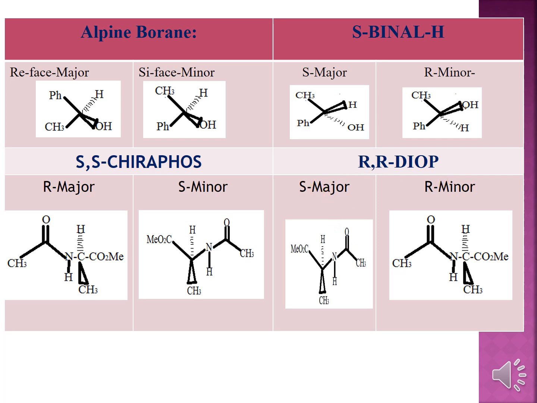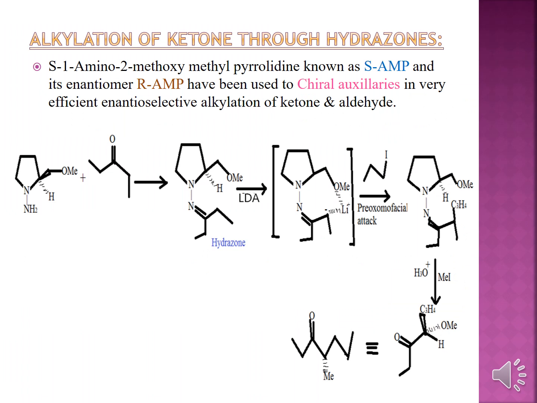Okay, so moving on to the next topic, that is alkylation of ketones through hydrazones. So you are taking the 1-amino-2-methoxymethylpyrrolidine (S), which is also known as SAMP. The SAMP enantiomer is nothing but RAMP, depending upon the configuration. That will be used as a chiral auxiliary in very efficient enantioselective alkylation.